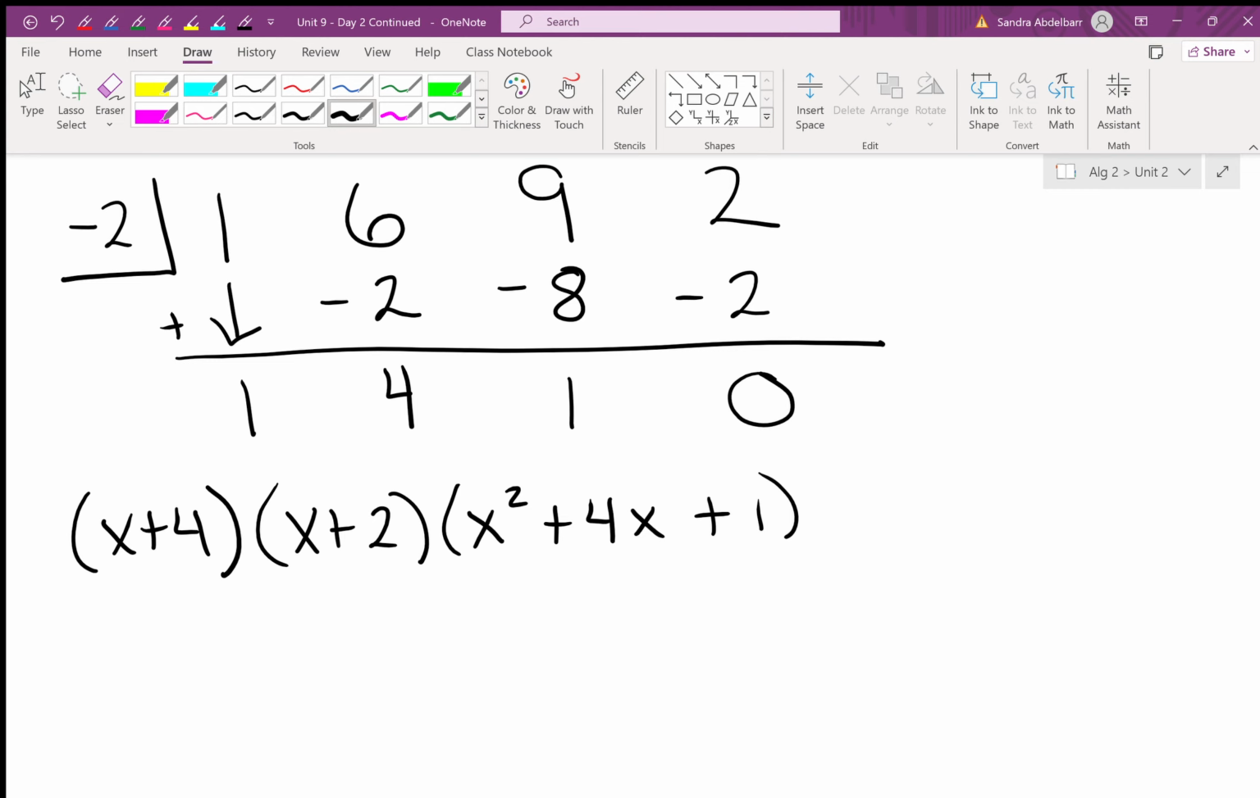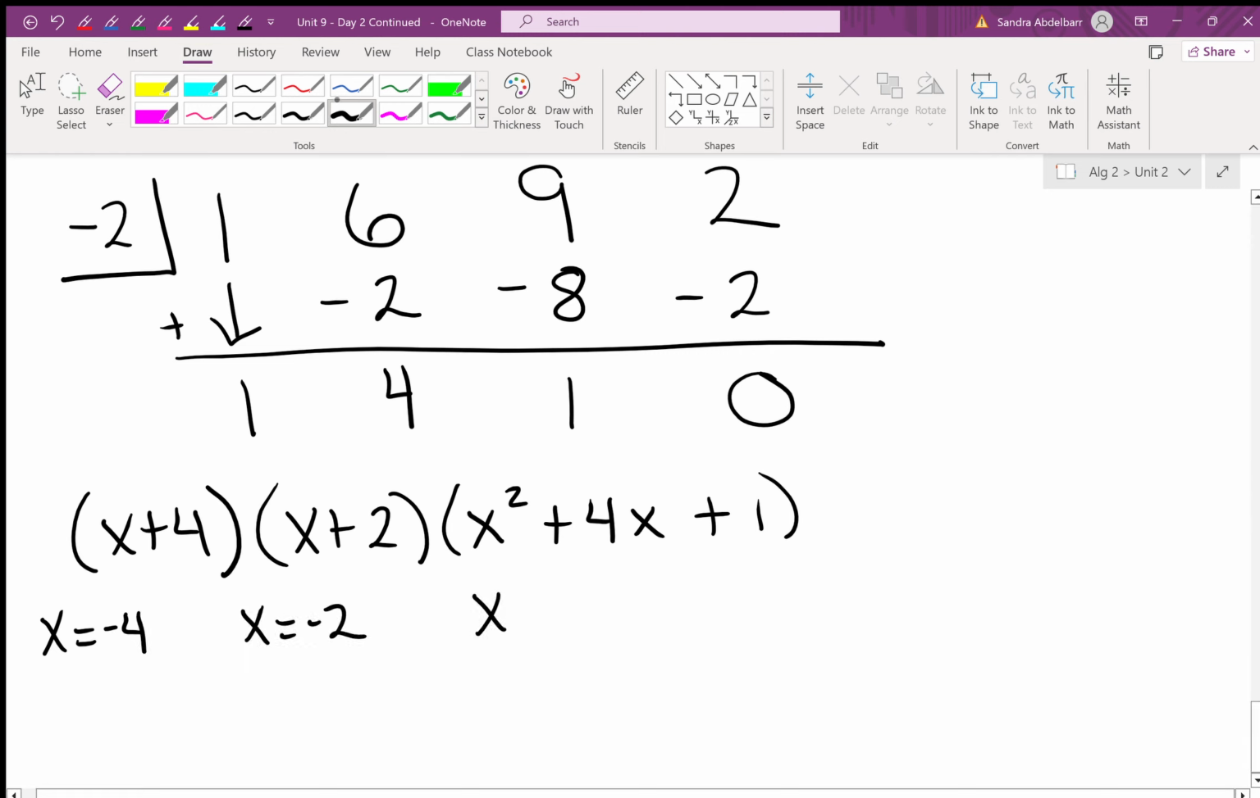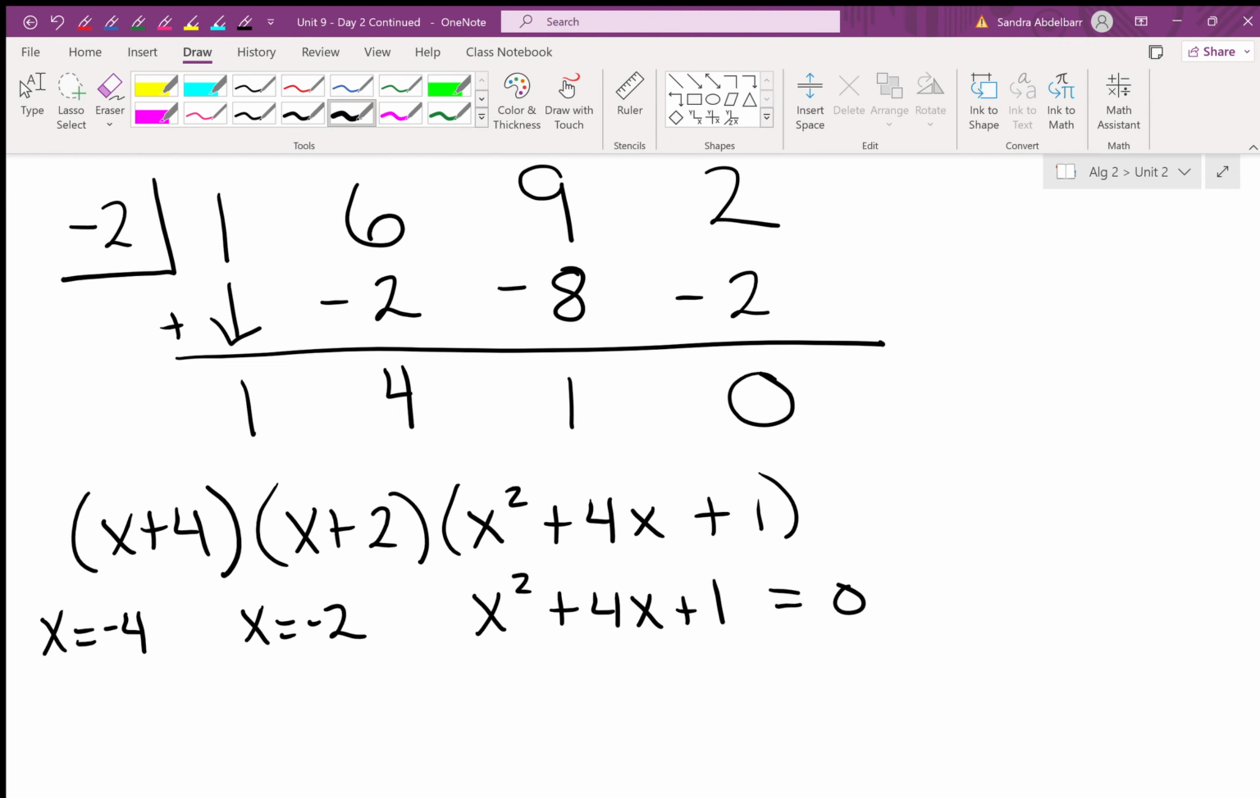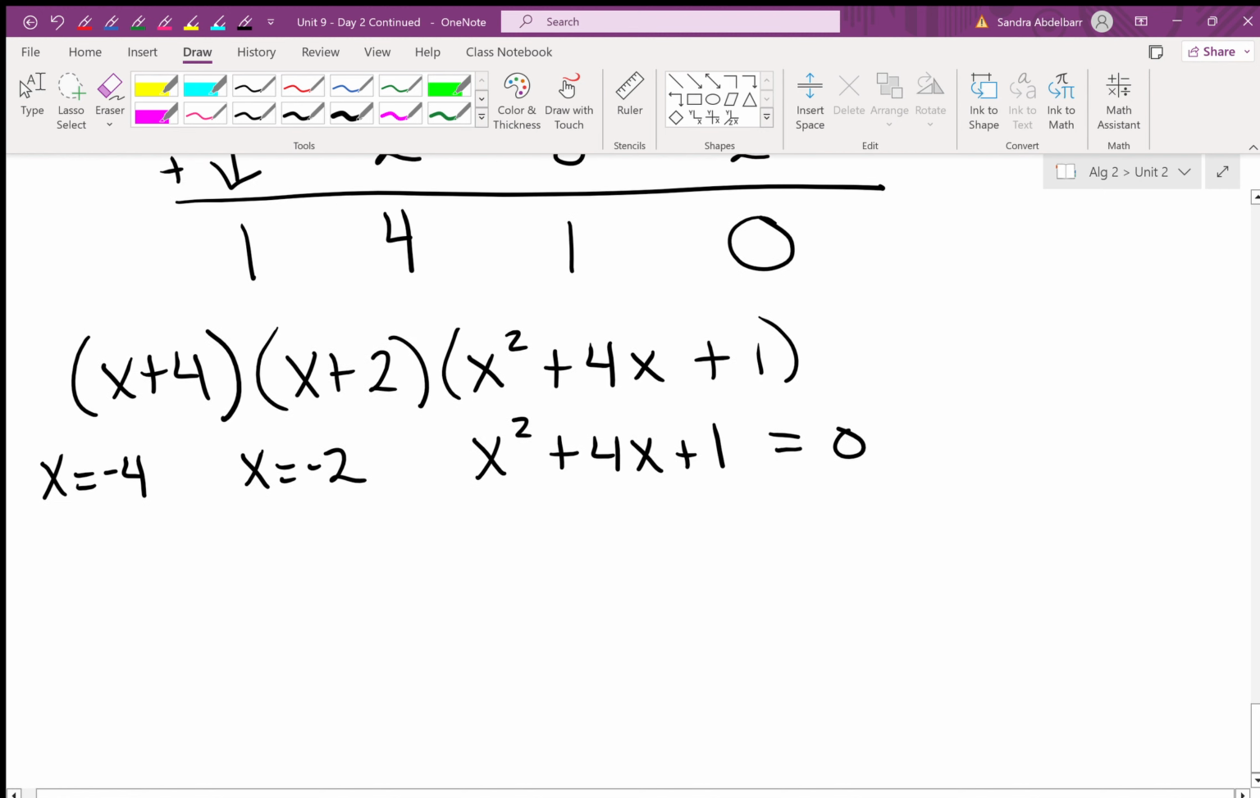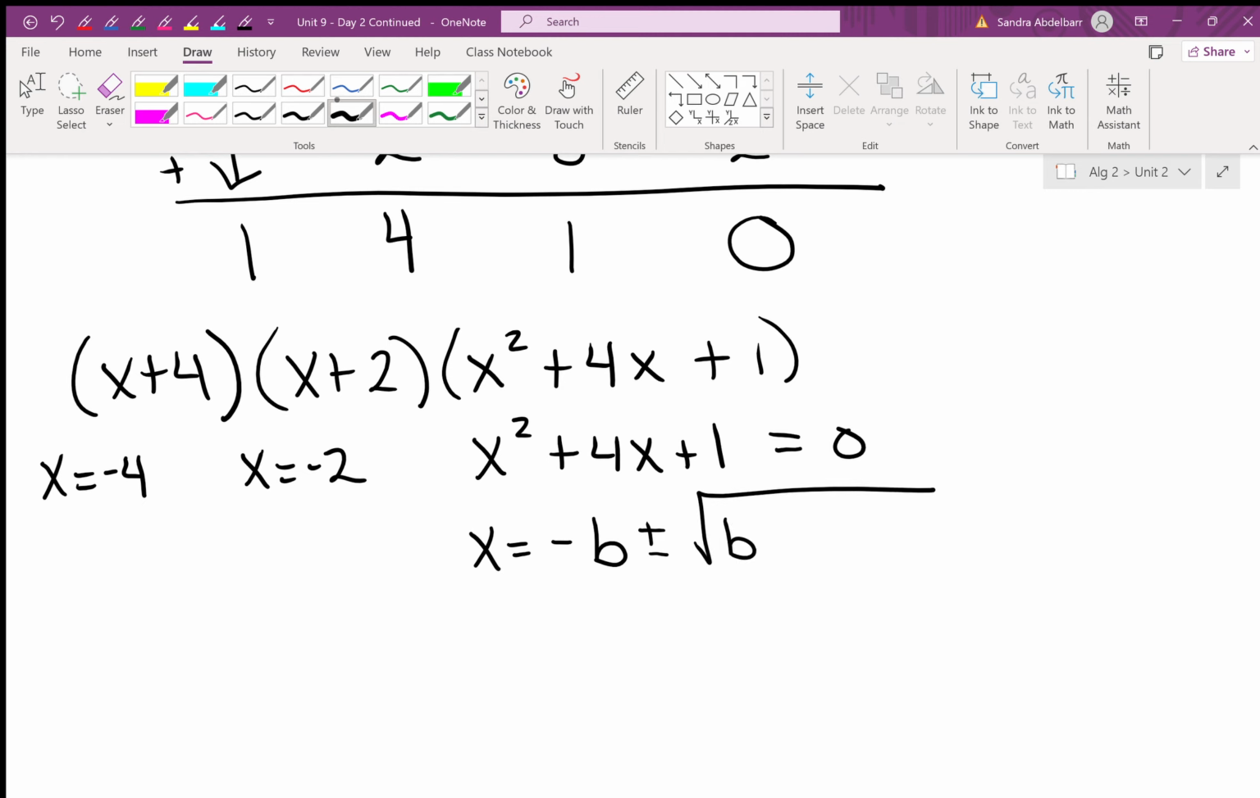The quadratic. Here we go. So now we have, shh, boys, you're being rude to me. X equals -4 is one root. X equals -2 is another root. Now we're going to take x squared plus 4x plus 1, set it equal to 0, and use the quadratic formula. So remember, x will equal -b plus or minus the square root of b squared minus 4ac all over 2a.